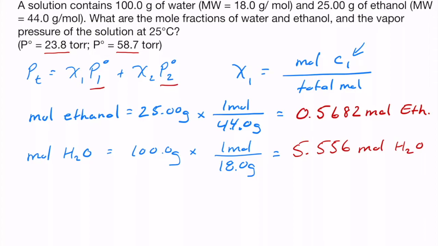Okay, so now we have the top part, or the numerator of the mole fraction, and we now should determine what the total moles are so we can deal with the bottom half of that equation. So total moles is just going to be adding them together, total moles of solution, right? So that's simply going to equal the sum of each of the two, moles of ethanol and water, and then we end up getting 6.124 moles. So there's our total moles.